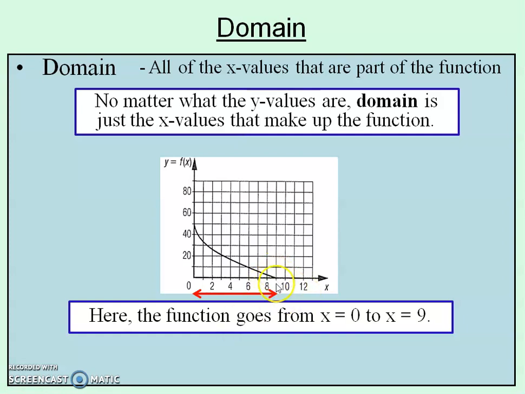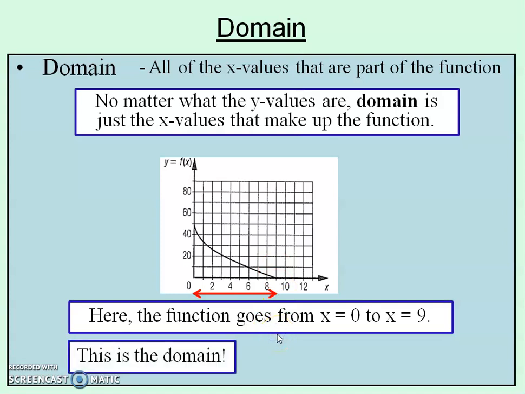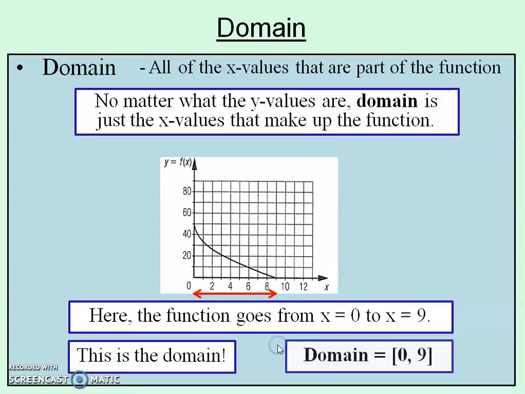It looks to me like it ends here. And it goes from x equals 0 to x equals 9, and it goes that entire time. That is the domain, and it's listed this way. It started at 0, 0 was included, got all the way to 9, 9 is included. That's the domain.